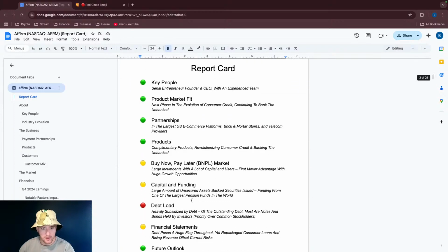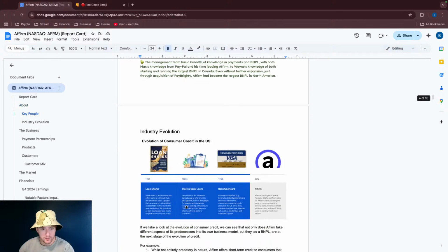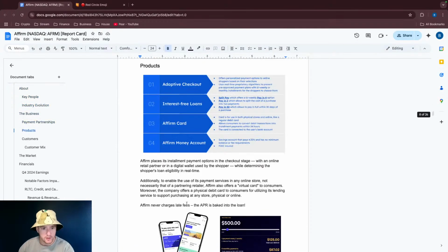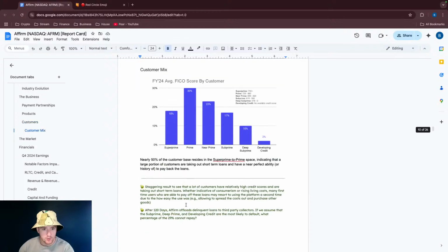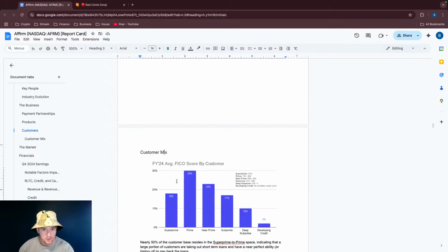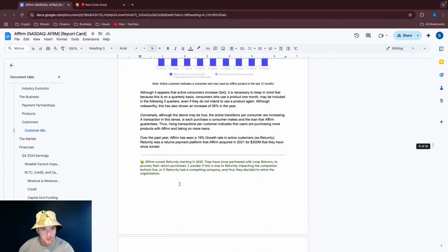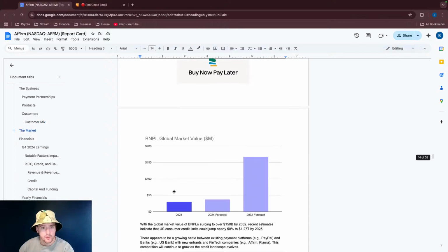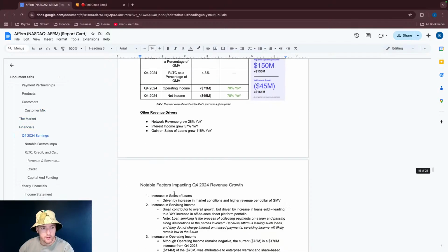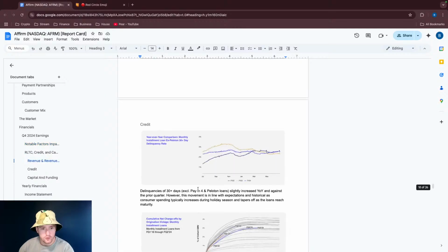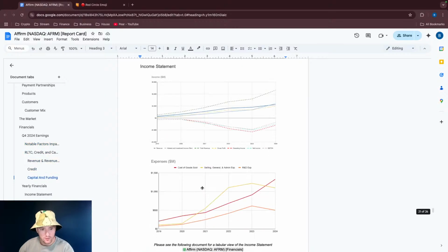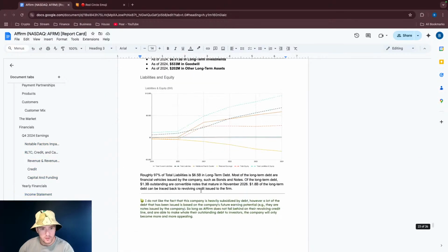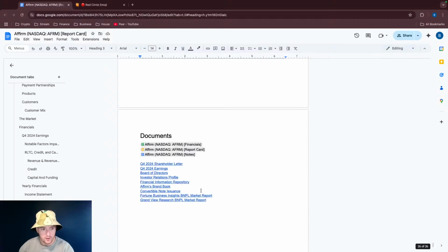Firm, table of contents, report card, about, key people, industry, the business, customers, customer mix, the market, buy now pay later, go market value, financials, all the juicy good stuff, yearly income statements, cash flow, and then the conclusion.